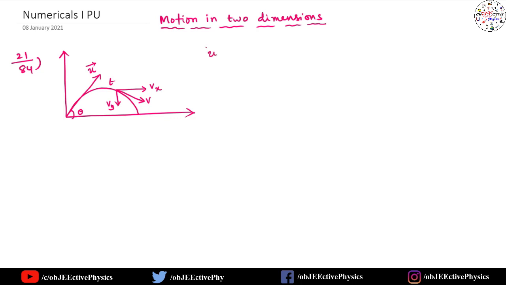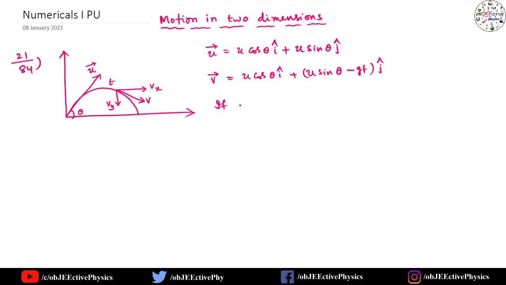So we can write here initial velocity u bar is equal to u cos theta into i cap plus u sin theta into j cap, whereas instantaneous velocity is equal to u cos theta into i cap plus (u sin theta minus gt) into j cap. If v bar is perpendicular to u bar, then the dot product v bar dot u bar must be equal to 0.